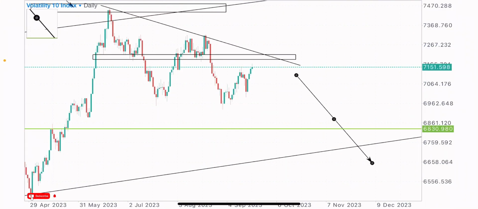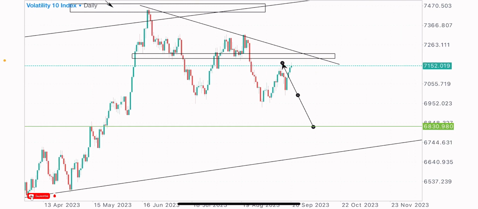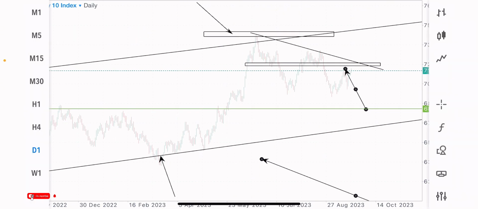So what's my say on this index? Basically, as I identify the market structure on the weekly time frame, you can tell that market has shifted from an uptrend, which it was at this point.